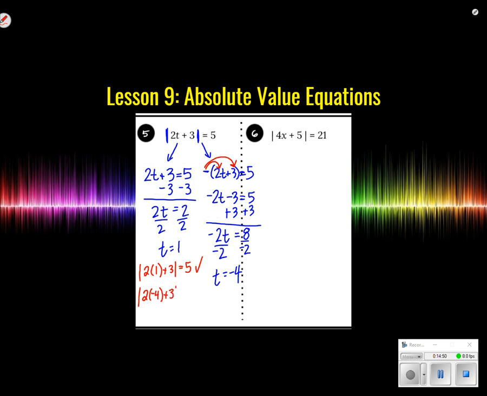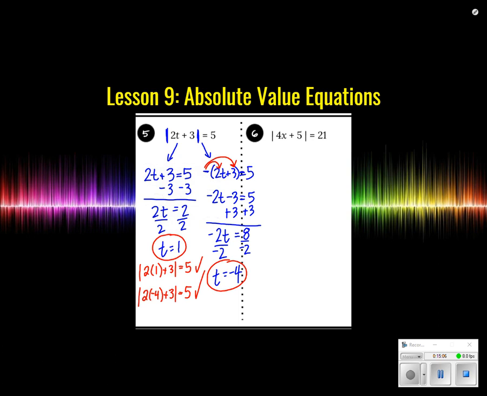Negative 8 plus 3 is negative 5. Is the absolute value of negative 5, 5? Oh yeah, we found them. We found both of them. There's two answers. Now don't think that you can just give me one and not give me the other one and you're going to get all your points.